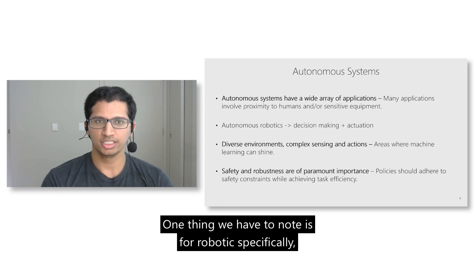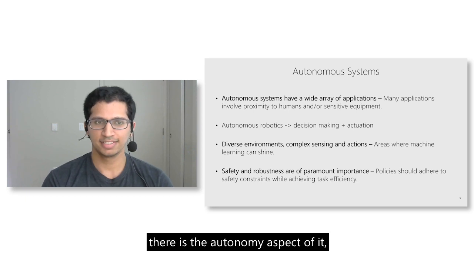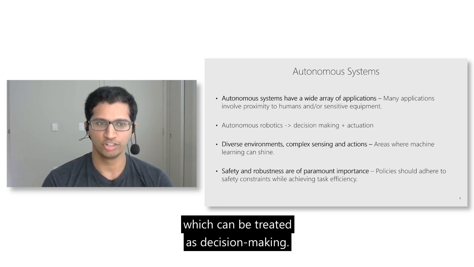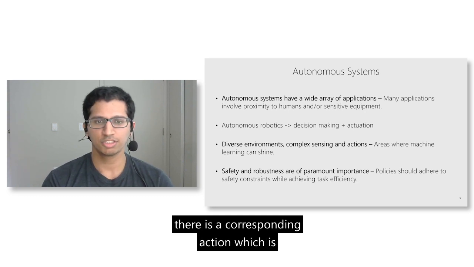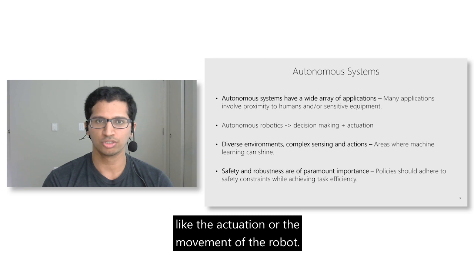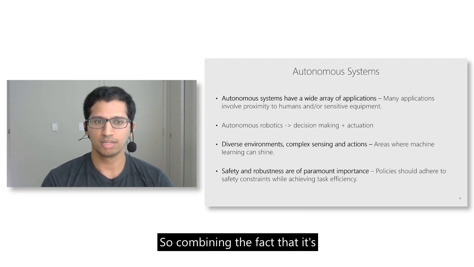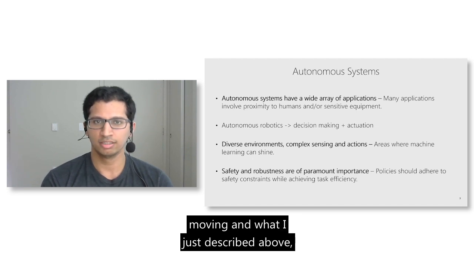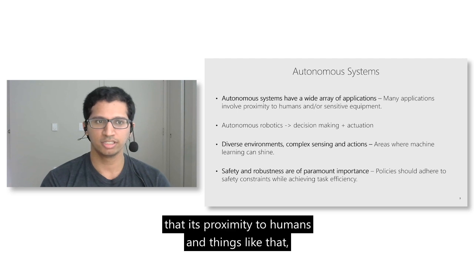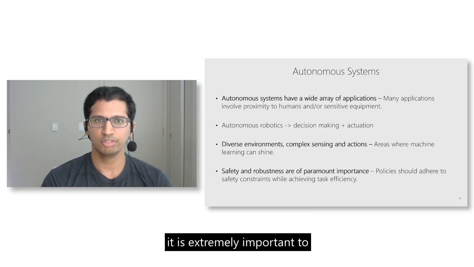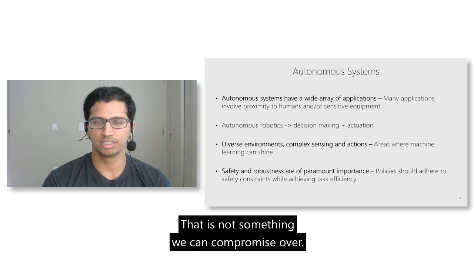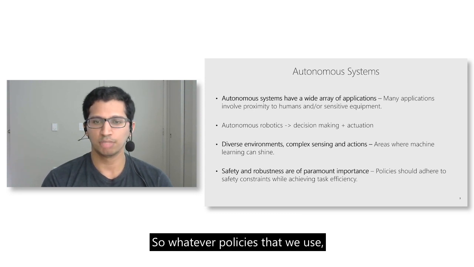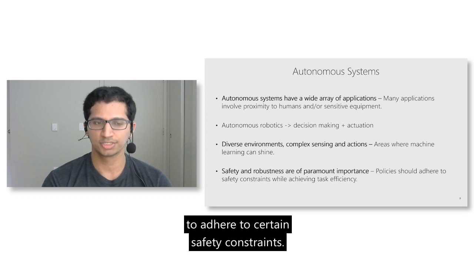And one thing we have to note is that for robotics specifically, there is the autonomy aspect of it, which can be treated as decision making. For every decision the robot makes, there is a corresponding action, which is the actuation or the movement of the robot. So combining the fact that it's moving and what I just described above, its proximity to humans, it is extremely important to focus on things like safety and robustness. That is not something we can compromise over. Whatever policies we use, whatever actions the robot takes, have to adhere to certain safety constraints.